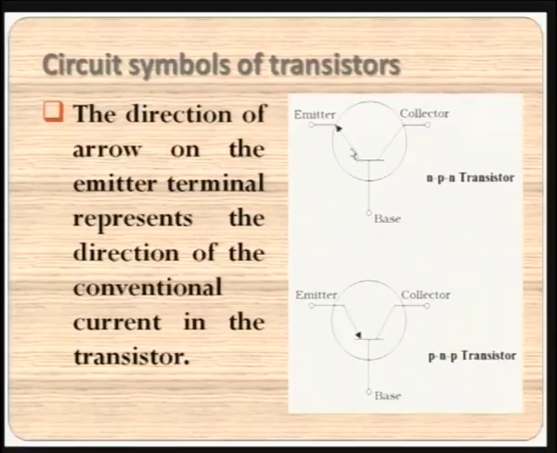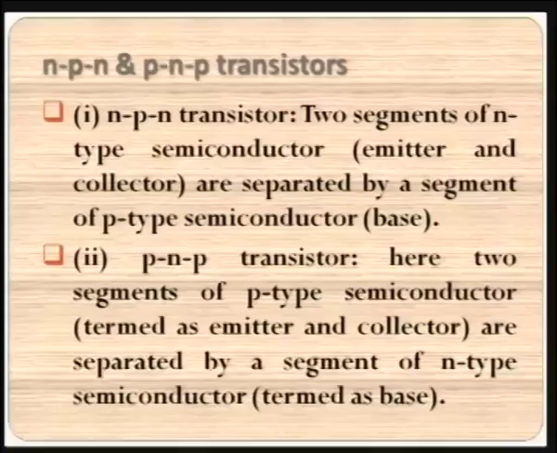In the case of NPN transistor, the arrow mark is outwards, and in the case of PNP transistor, the arrow mark is inwards. What is the meaning of this arrow? Does it convey anything? The direction of the arrow on the emitter terminal represents the direction of the conventional current in the transistor. We know what the conventional current is. The conventional current is opposite to the direction of flow of electrons. So, this might be the direction of the positive charges, or in better terms, it is opposite to the flow of electrons. So, this arrow mark has a significance. It tells the conventional direction of current in the transistor.